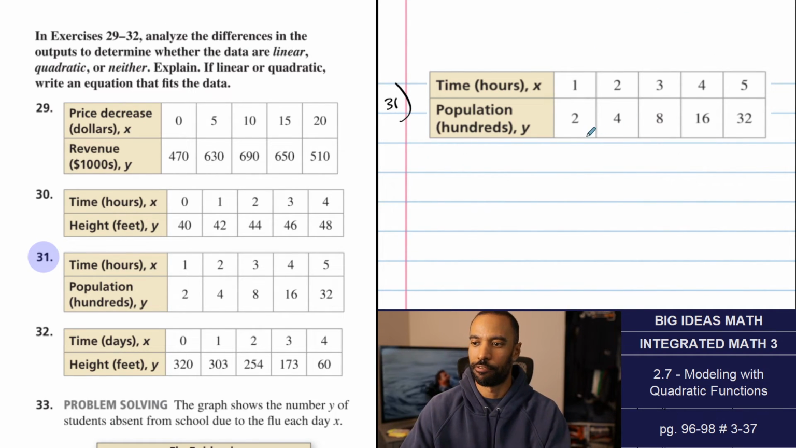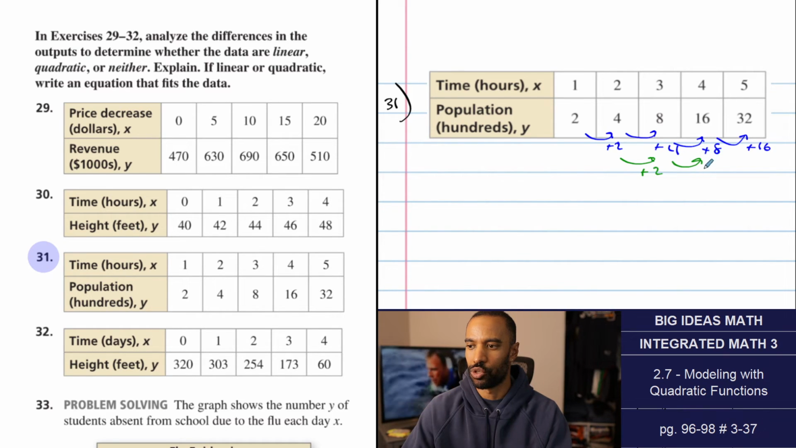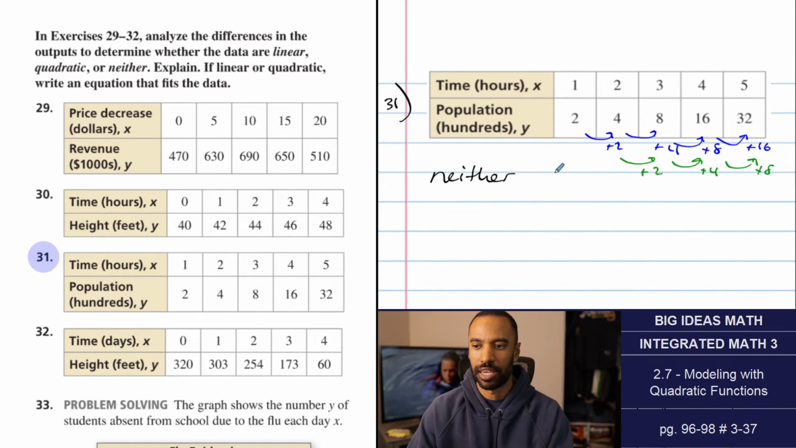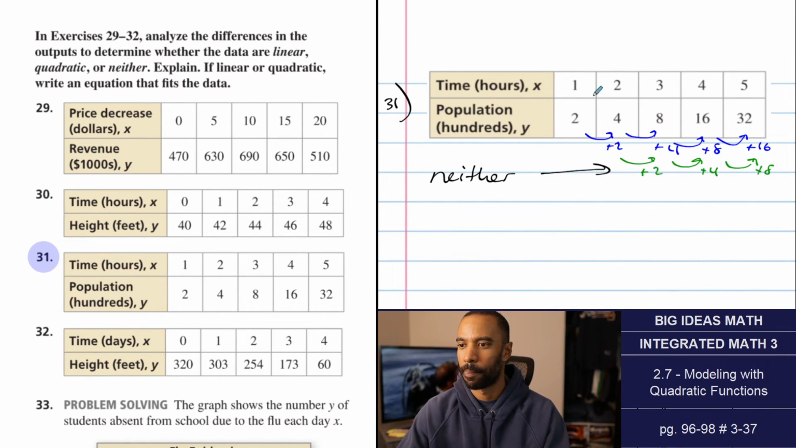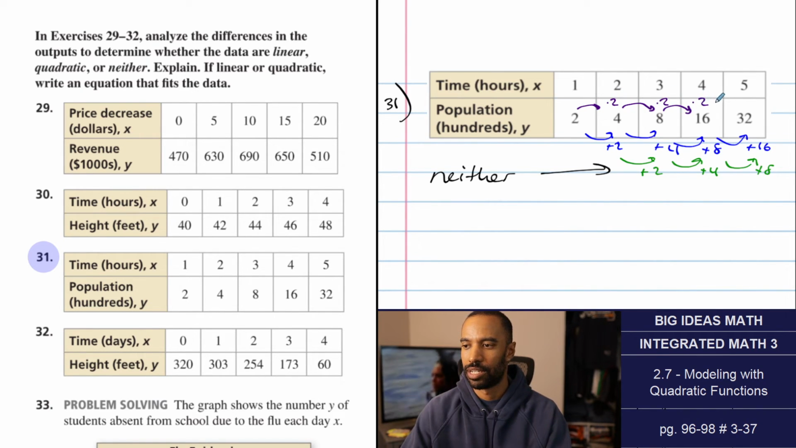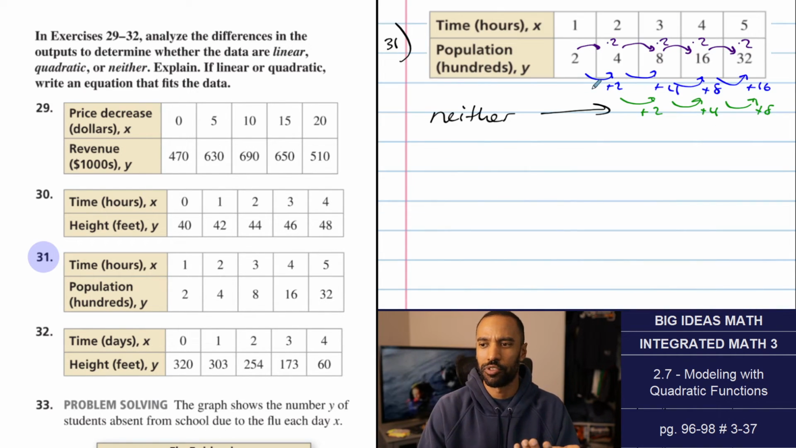Doesn't have a constant first difference. That's plus 2. But by the way, these are going up by 1s. This is plus 2, plus 4, plus 8, plus 16. Doesn't have a constant second difference. That's plus 2, plus 4, plus 8. That doesn't seem to change what it's doing. So neither, because here's what it is doing: times 2, times 2, times 2, times 2. It's a common ratio or a growth factor of 2, if you will.